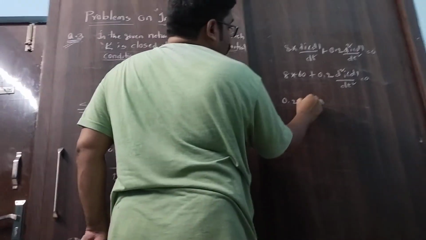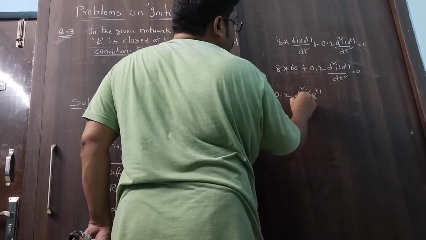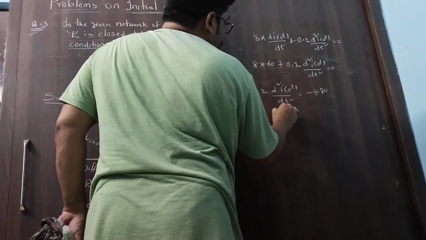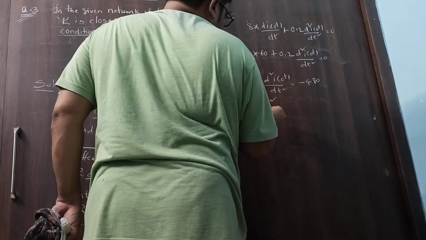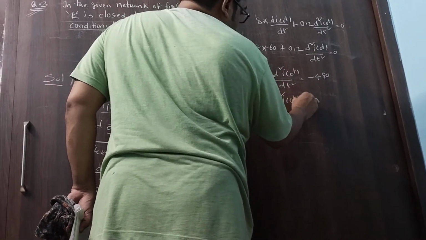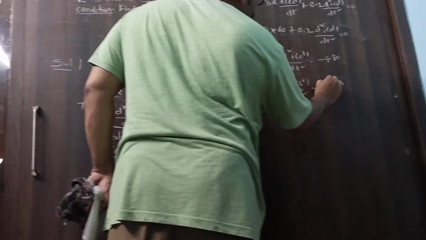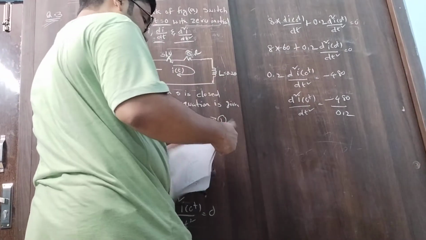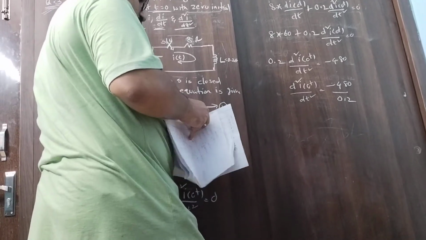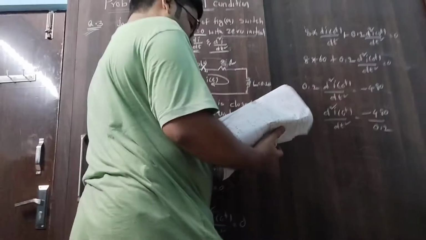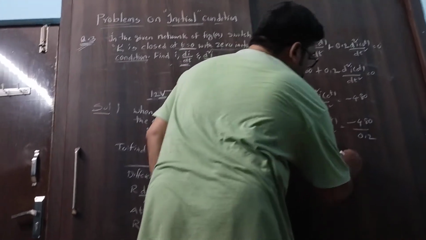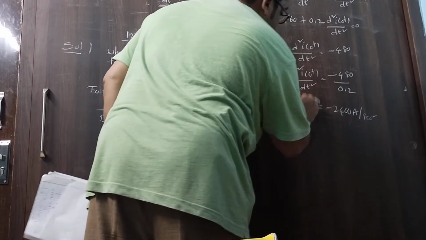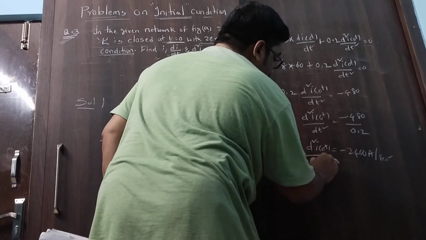So 0.2 into d square I of 0 plus divided by dt square is equal to minus 480. So d square I of 0 plus divided by dt square is equal to minus 480 divided by 0.2. You are going to get minus 2400 amperes per second square. This is the solution for the problem.